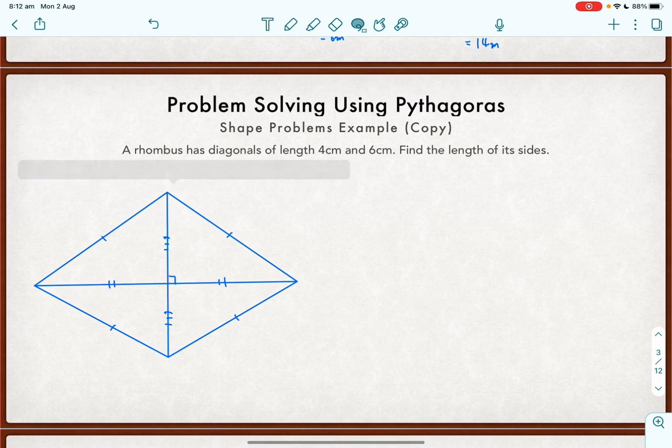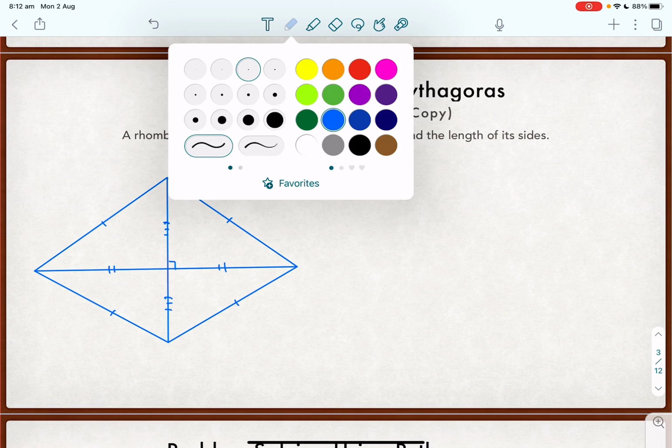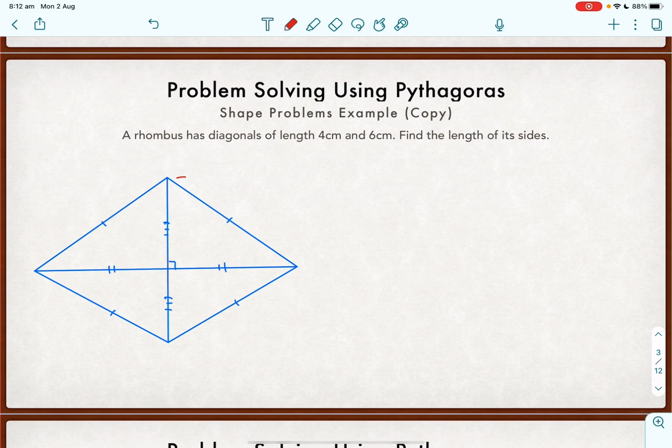It says the lengths of the diagonals are 4 centimeters and 6 centimeters. So I'm going to use a different color. The length from here to here, this is the shorter one, so it's 4 centimeters. And then the length from here to here is 6 centimeters.